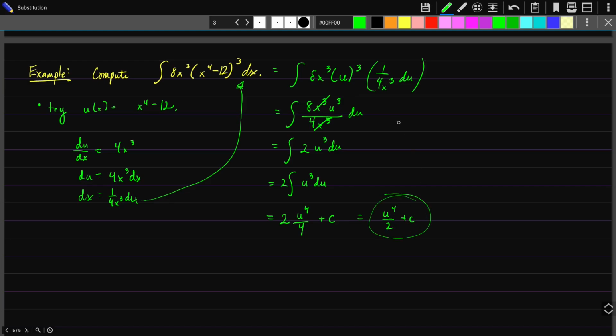Now we're almost done here, but this problem was phrased in terms of this variable x, and I'm the one who invented this variable u. So I shouldn't leave my answer in terms of this variable that I invented. I should rewrite the answer in terms of the original variable, so I'll do that now. We're just going to use this same formula for u of x. u of x equals x to the fourth minus 12. So I've got u to the fourth here, so that means I'm going to take x to the fourth minus 12, and I'm going to take that whole thing to the fourth power, divide by 2, and add my constant of integration, and that is my final answer.